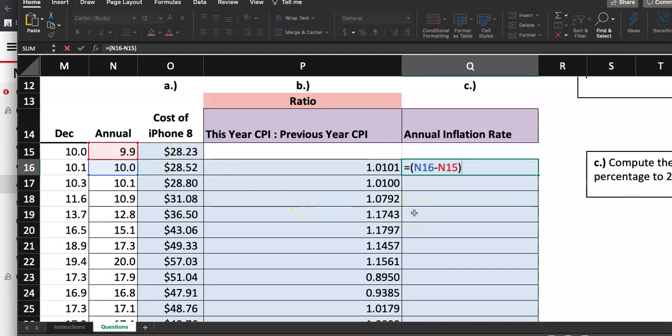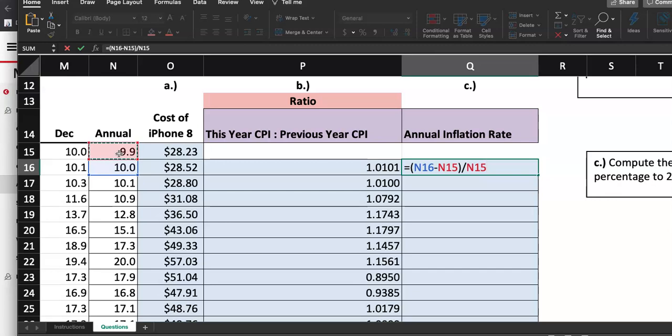You first have to subtract to see how much it went up or down, and then you divide this by the previous year's CPI. That's what we did, right? And we also multiply this by 100 to convert it into percent. We subtract and we divide by the previous year's CPI. That's how you find the annual inflation rate.